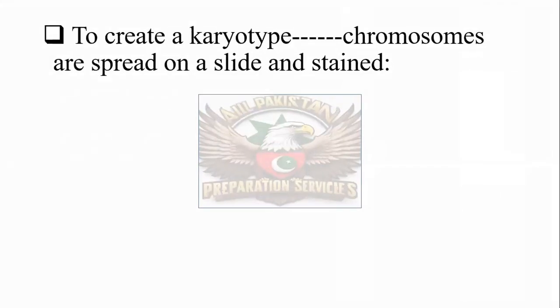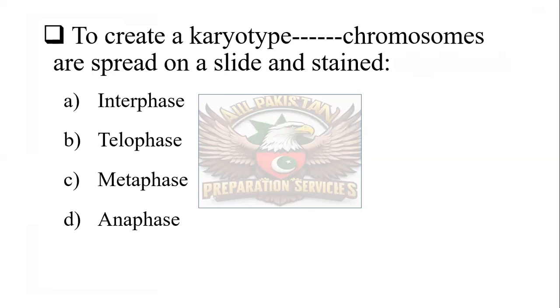To create a karyotype, dash chromosomes are spread on a slide and stained: interphase, telophase, metaphase, or anaphase. The correct one is metaphase. To create a karyotype, metaphase chromosomes are spread on a slide and stained.